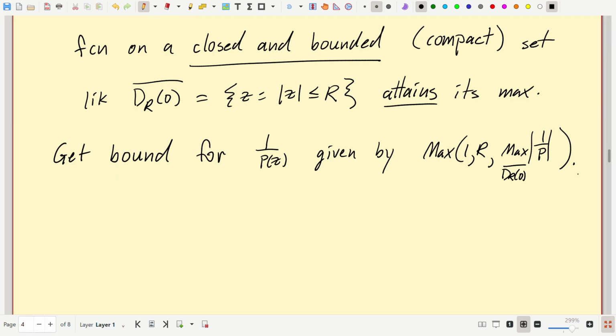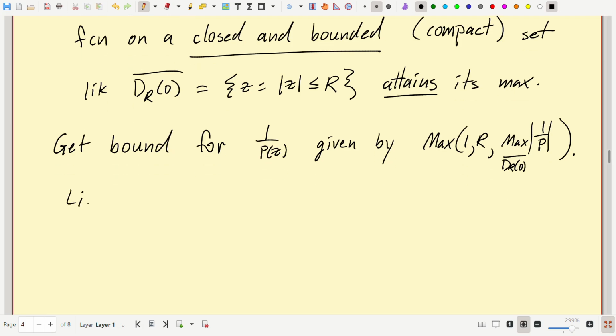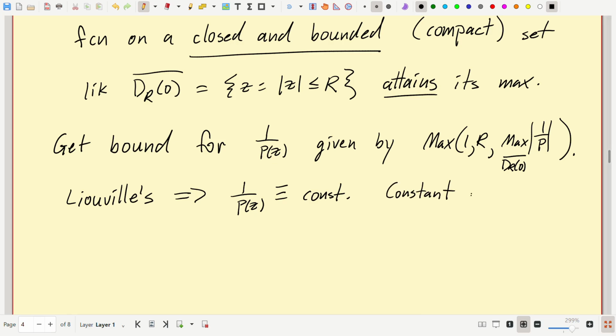So now Liouville's would mean it's constant. Liouville's, and of course that's crazy. It implies 1 over P of Z is constant. Of course, that constant can't be 0 because 1 over P of Z is just a complex number. Pick one Z and you get a number. That constant is not 0.